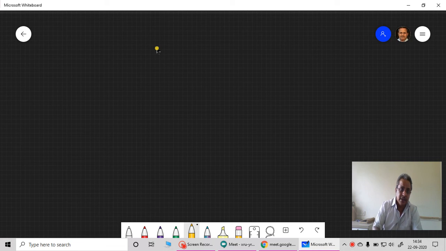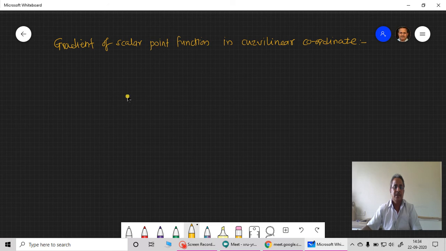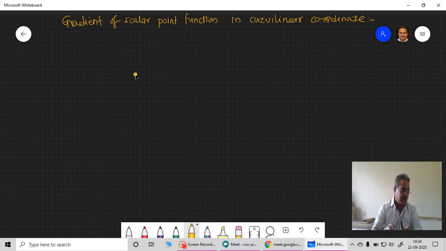New derivation, that is gradient of a scalar point function in curvilinear coordinates. I'll make this a separate lecture, and the second one, the divergence, will be a separate lecture for that. Okay, so let's go for gradient of a scalar point function.